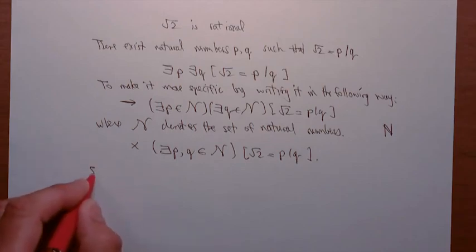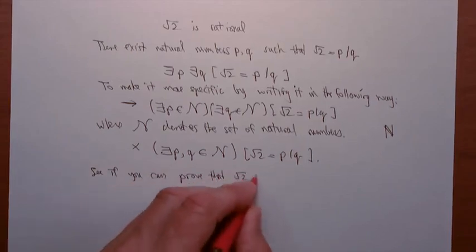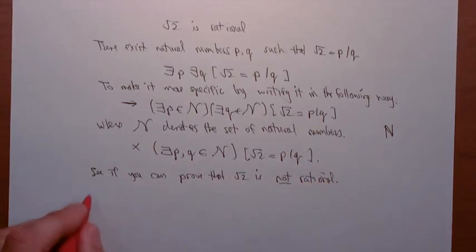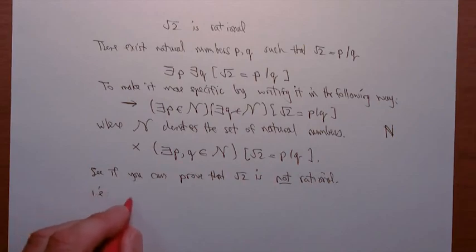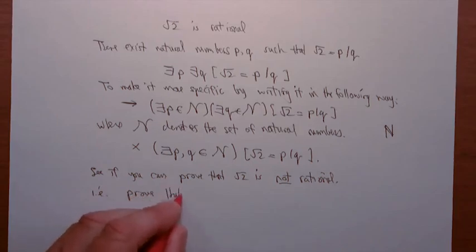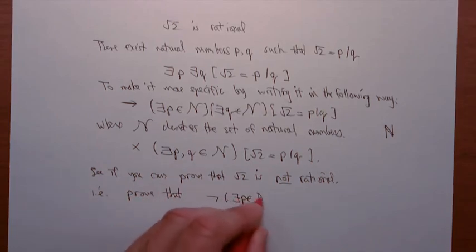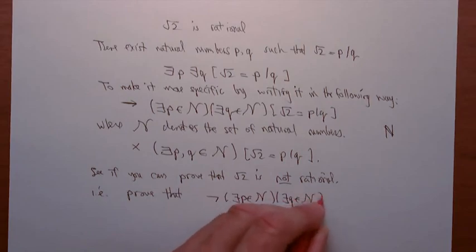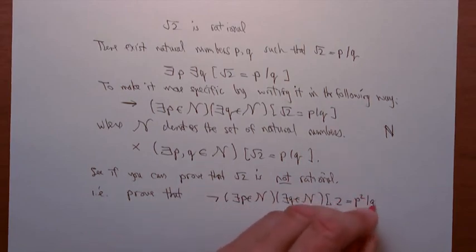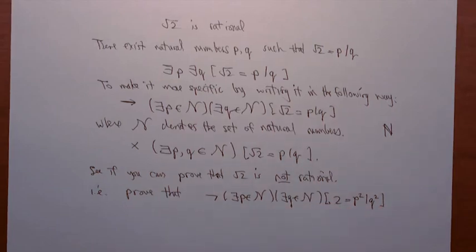Incidentally, see if you can prove that the square root of 2 is not rational. We'll do that in class later, but see if you can do it now. What that amounts to is proving that there do not exist p and q in the natural numbers, such that the square root of 2 equals p over q, or that 2 equals p squared over q squared.